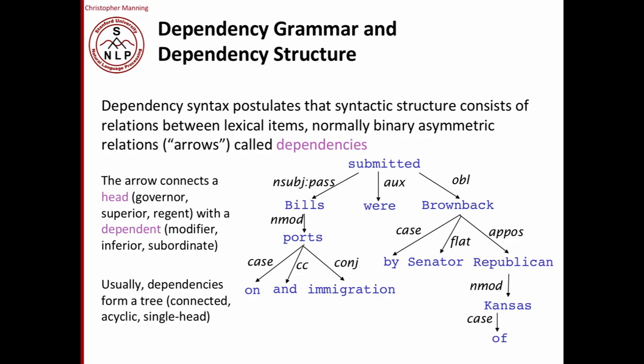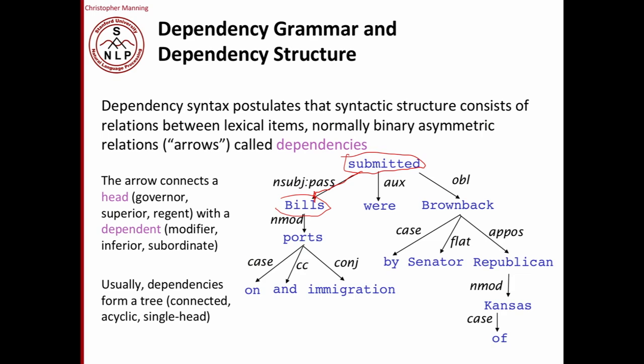Okay, so formally, when we have this kind of dependency grammar, we're drawing these arrows, and we refer to the thing at this end as the head of a dependency and the thing at this end as the dependent of the dependency. And as in these examples, our normal expectation, and what our parsers are going to do, is that dependencies form a tree. So it's a connected, acyclic, single-rooted graph at the end of the day.